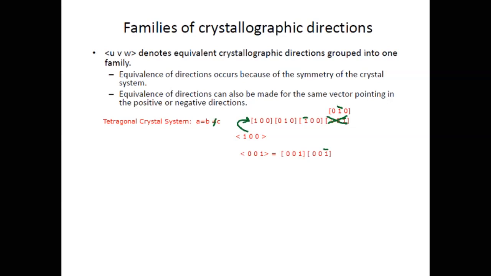Now for the C axis, which is not equal to A and B, it has its own family. So the 0, 0, 1 family would include the 0, 0, 1 direction and the 0, 0, negative 1 direction.